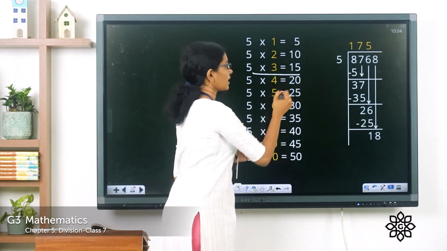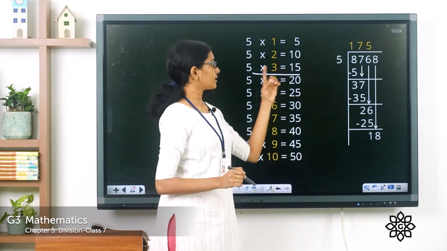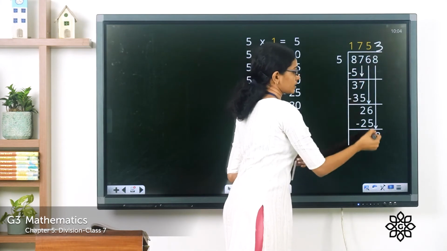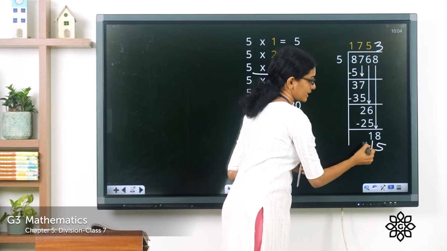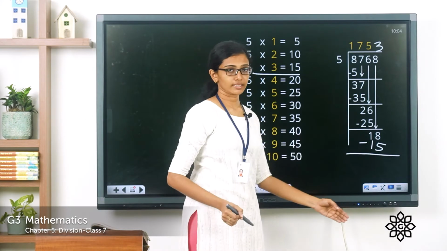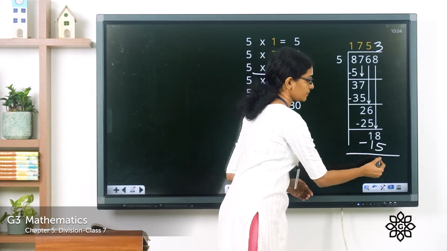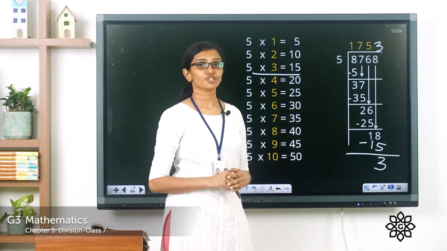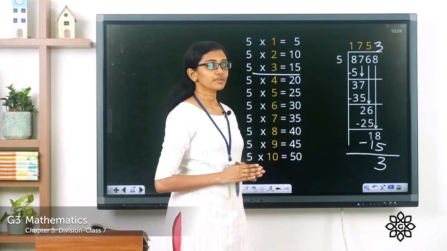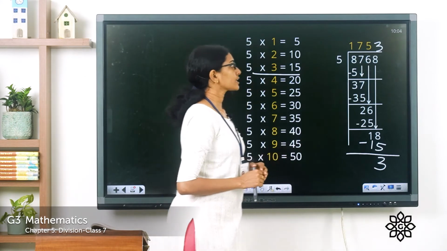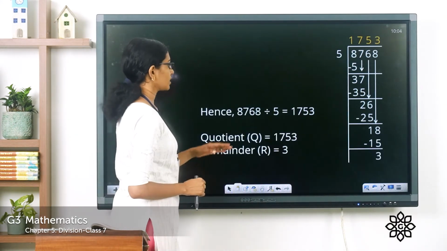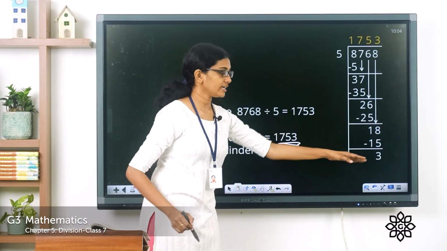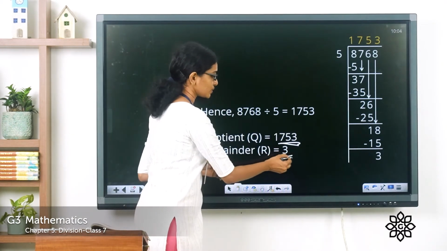So let's take this one and write this 3 there. 5 3s are 15. That 15 we write here. Then subtract the numbers. 18 minus 15, and that is equal to 3. Is there any more digit to bring down? No. So let's stop the division right there, and we get the quotient is equal to 1753, and there is a remainder, and that is equal to 3.